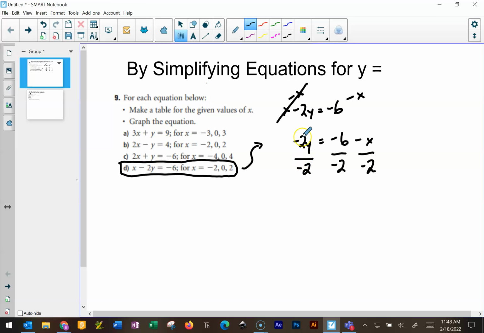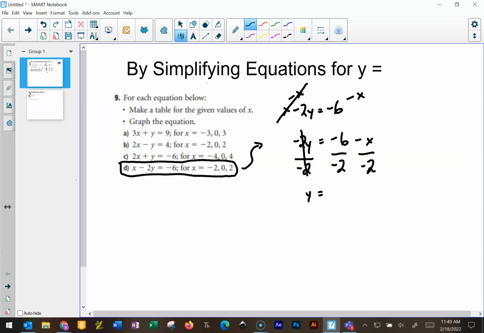Now, -2 divided by -2 is just 1. That's why we did it. So it's really 1y equals, and whenever we have 1y or -1y, we get rid of the 1. It's either just positive y or negative y. It really is 1y, but we just know in math that 1 times anything is just itself, so we don't include the 1.